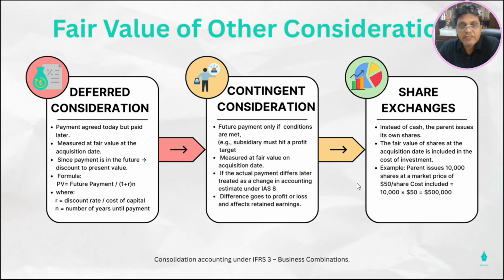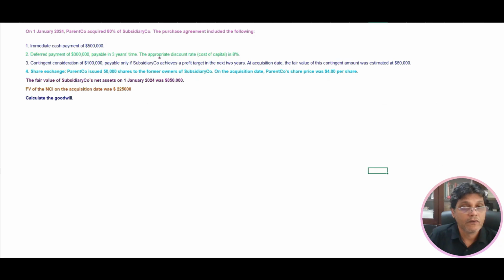Okay, so these are the different ways in which you can identify the cost of investment at the time of acquiring a subsidiary. So let's move on to a calculation part. I will discuss in my next slide. Okay, let's move on to this particular question. On January 2024, parent company acquired 80% of subsidiary company. The purchase agreement included the following.